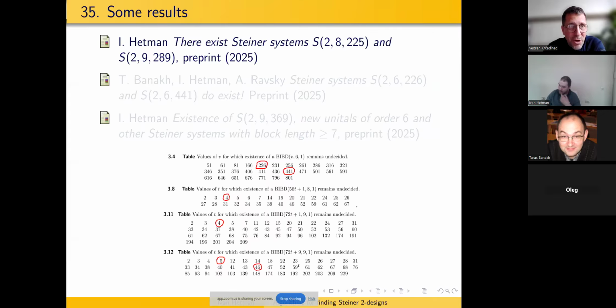Brouwer's table. Do you know about Brouwer's table of parameters of strongly regular graphs? You should probably write to Brouwer that you have new ones. I don't know, I didn't look. Sometimes it happens that the graph is already known.